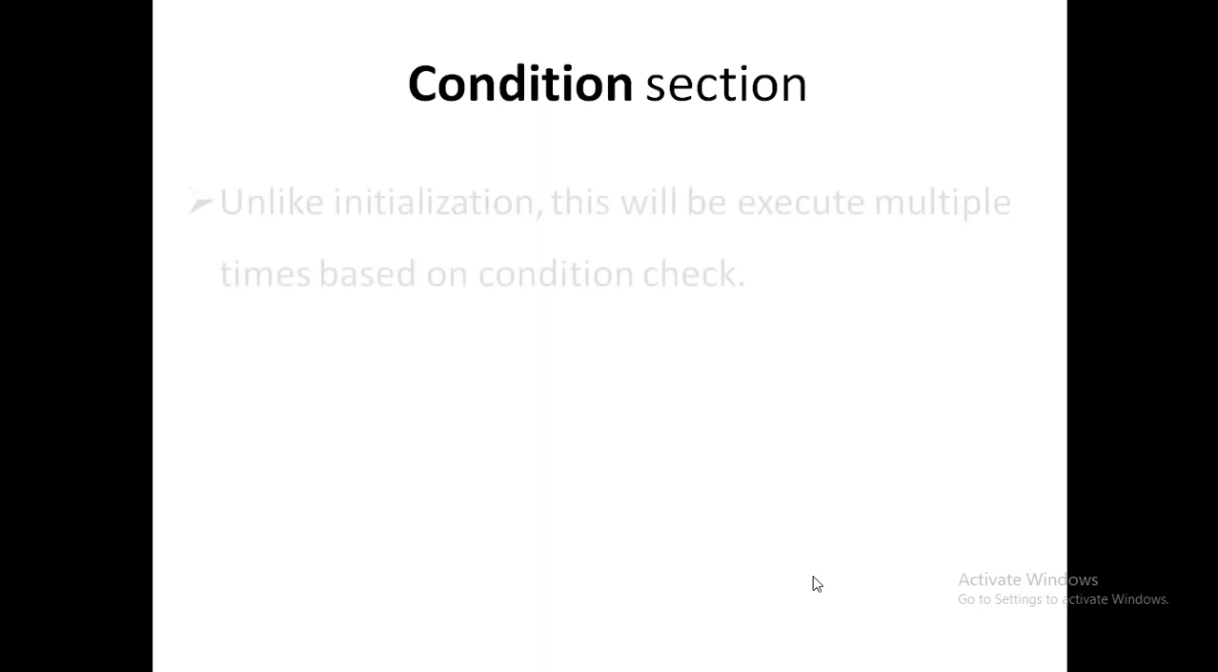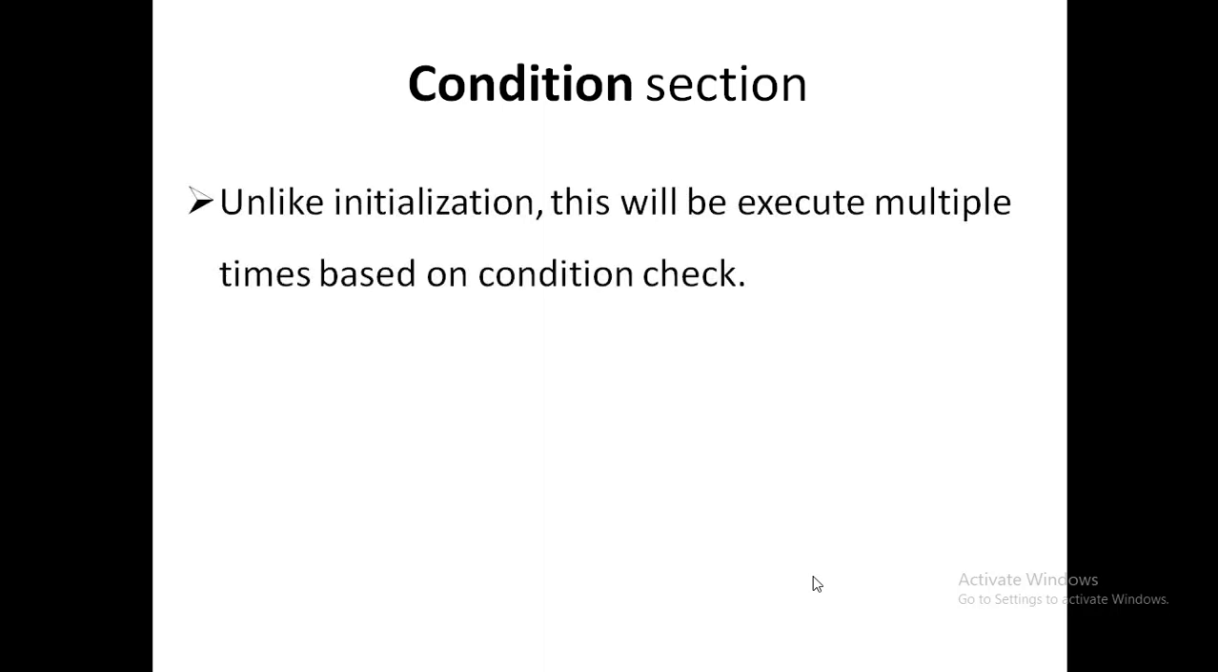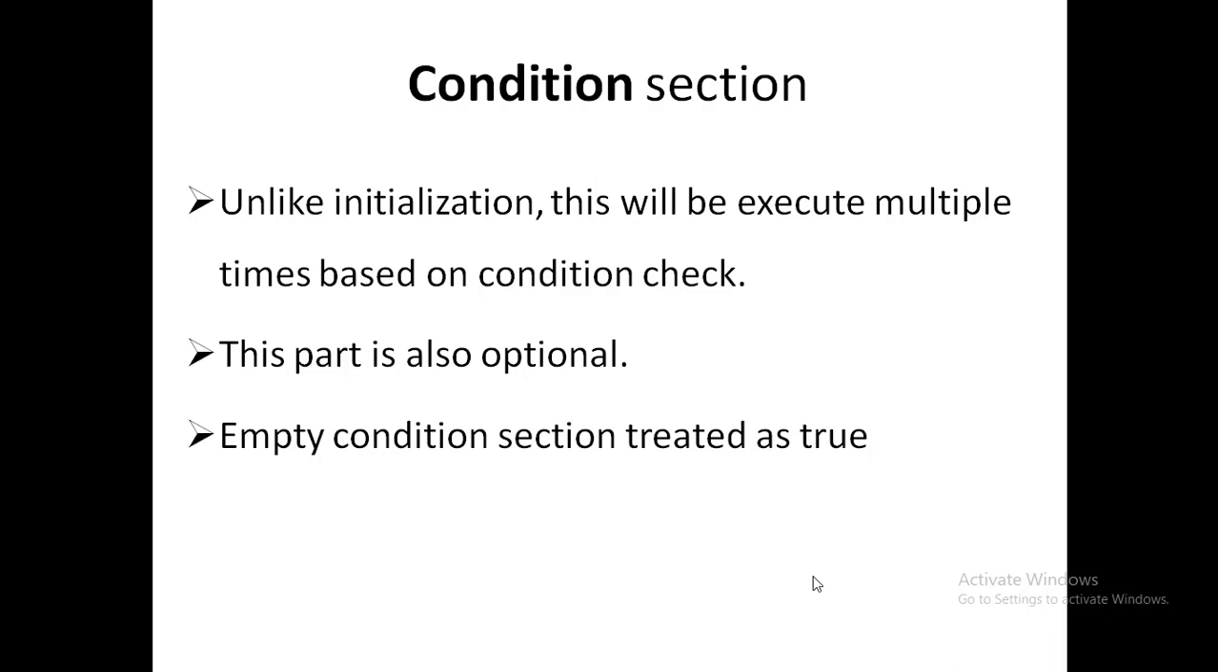Now coming to the next one, the conditional section. Unlike initialization, this will be executed multiple times based on the condition check. The initialization section executes only one time, but the conditional section will be executed multiple times depending on the condition check. If the condition is true, it will execute. If the condition is false, it will terminate. This part is also optional, meaning you can write any statement or not write any statement. Even an empty statement is possible; if you are not writing anything, it is treated as true. An empty condition section is treated as true.